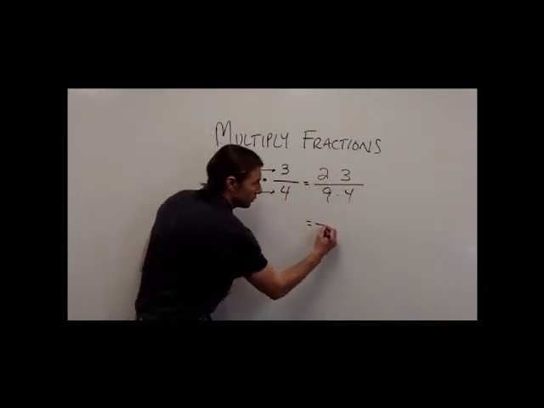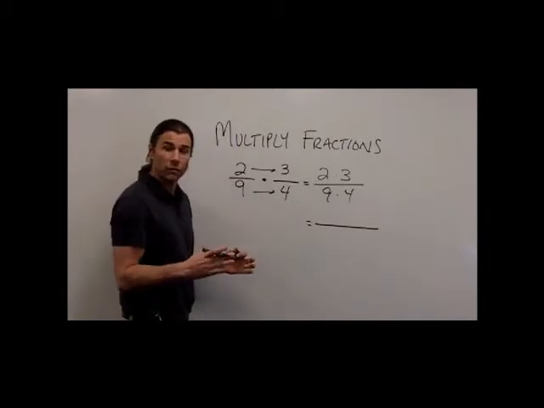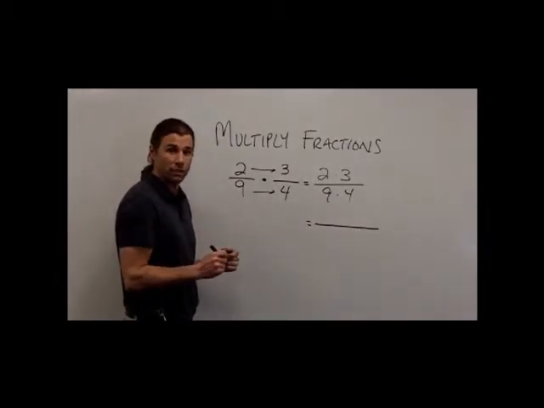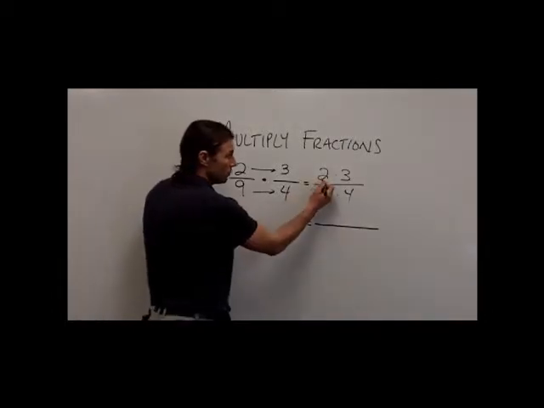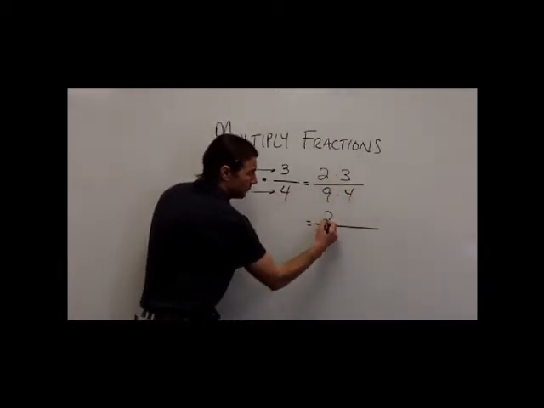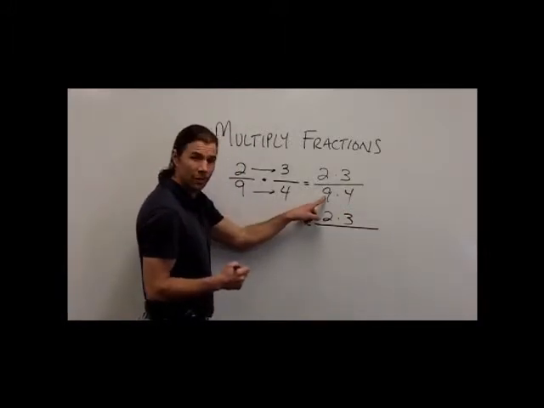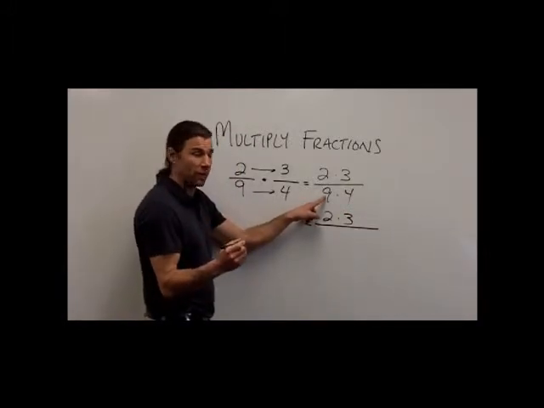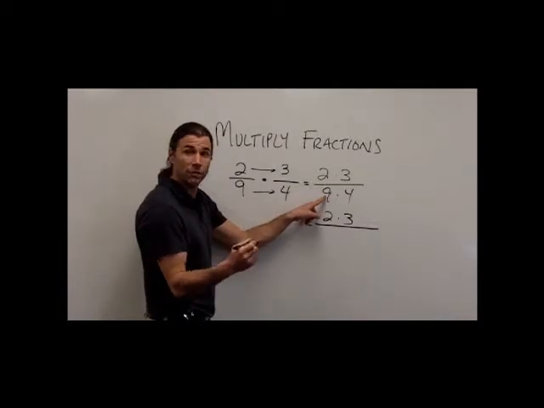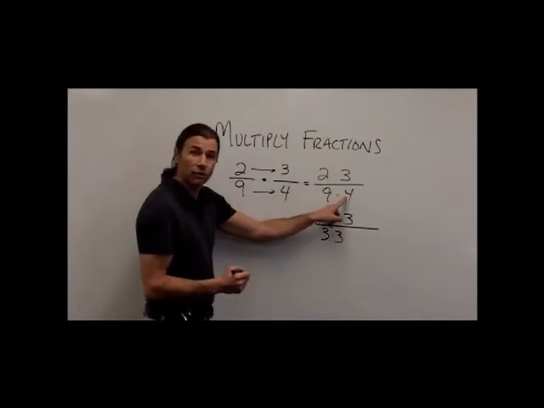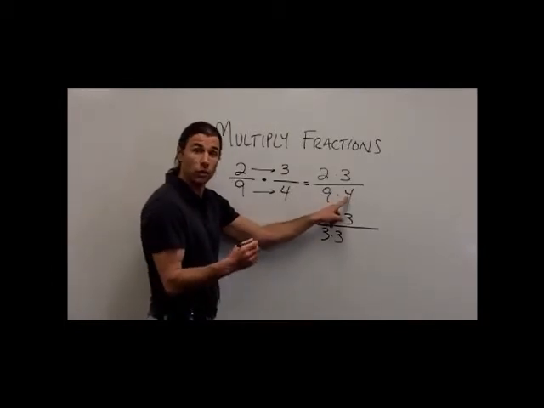So what we're going to do is take a look and factor the numerator and factor the denominator, which means get it into its prime factorization. In the numerator, both 2 and 3 are prime, so I'll write those down. However, in the denominator, 9 is not prime, and if I factor 9, it will break down into 3 times 3. Now I'm going to factor 4. That's going to break down into 2 times 2.